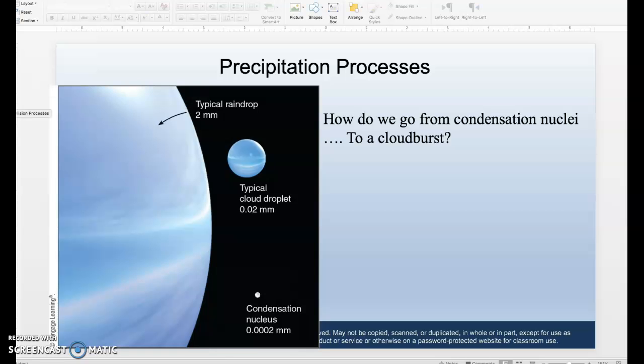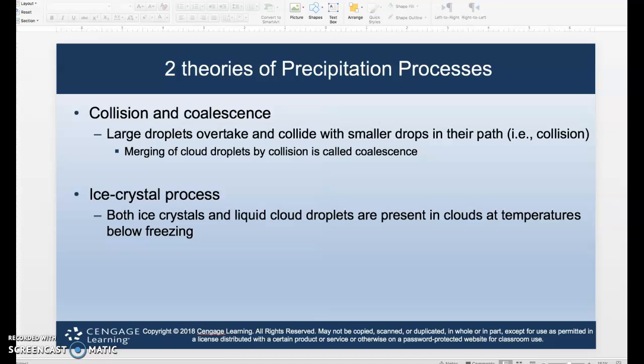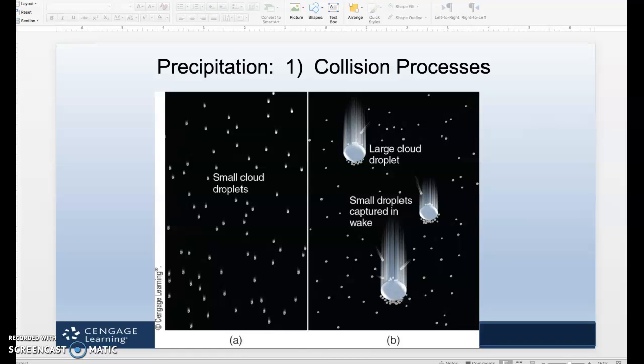There are two main theories that are involved in precipitation formation. We're going to be exploring both of them: collision and coalescence, and the ice crystal process. We reviewed these in a previous lecture, so I'm just going over them very quickly. Collision and coalescence, pretty easy to understand and intuitive.